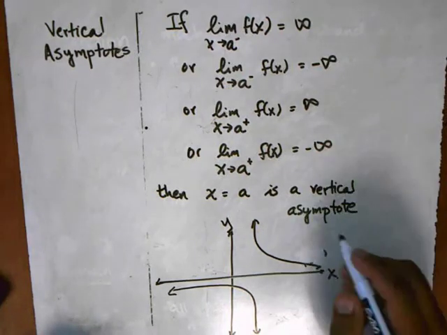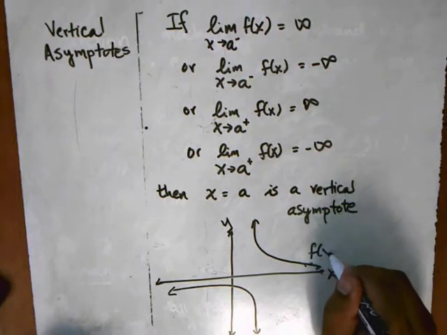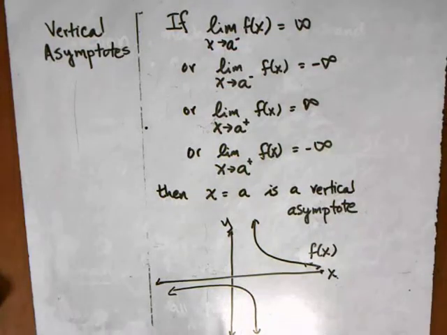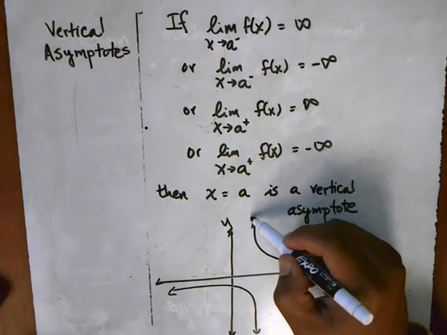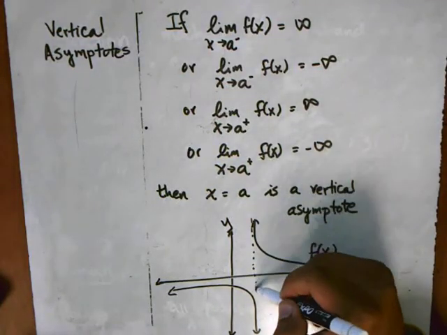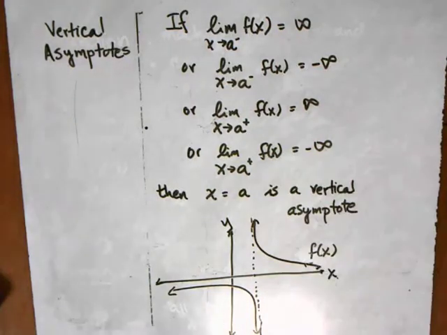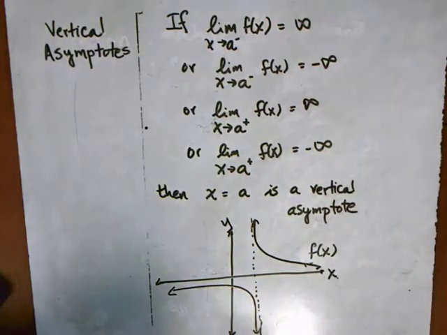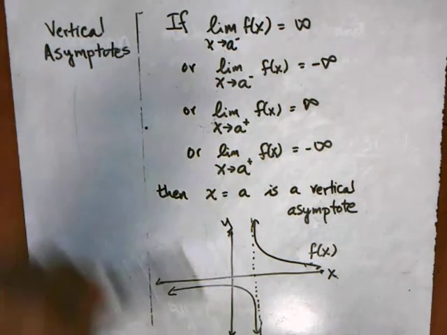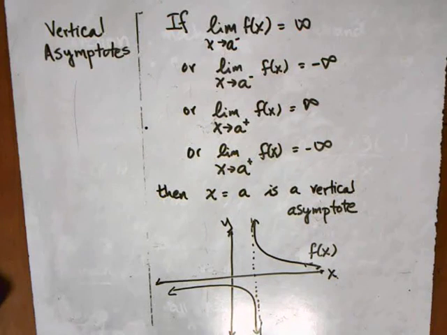Oops, let me draw this better here. F of x. Okay. There's kind of an imaginary line here that the function gets closer and closer to, but never quite touches. And so this is sort of the geometric or the graphical intuition for it. But what I have up here is the more rigorous definition. And that's the definition that we really have to work with when we're working in pre-calculus or calculus.